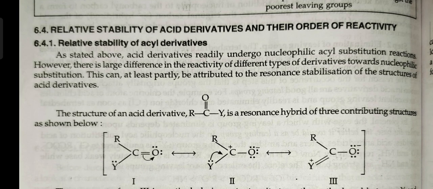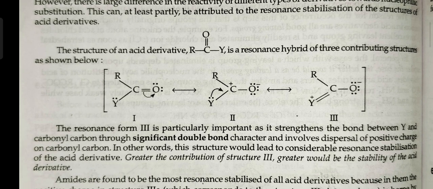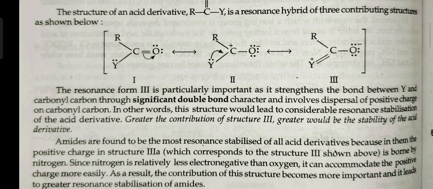The structure of acid derivative RCOY is a resonance hybrid of three contributing structures as given below. The resonance form 3 is particularly important as it strengthens the bond between Y and the carbonyl carbon through significant double bond character and involves dispersal of positive charge on the carbonyl carbon. In other words, this structure leads to considerable resonance stabilization of the acid derivative. The greater the contribution of structure 3, the greater would be the stability of the acid derivative.